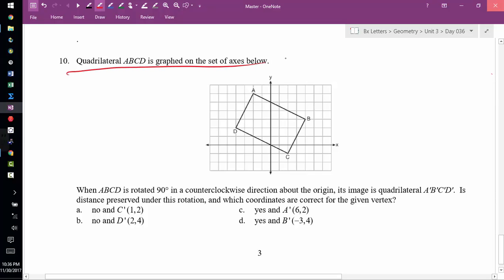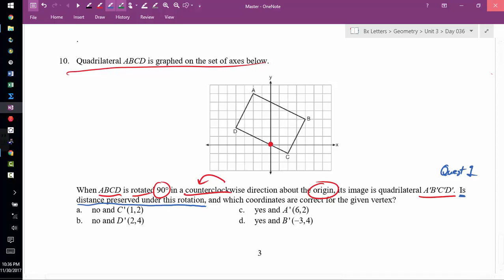Yep, we got quadrilateral ABCD, and then they're going to say that quadrilateral is rotated 90 degrees counterclockwise about the origin, and you're going to get the image A'B'C'D'. Where this question first starts looking hard is the first question: is distance preserved under this rotation? That's question one. And then they go further and ask which of the coordinates that we gave you would be correct?